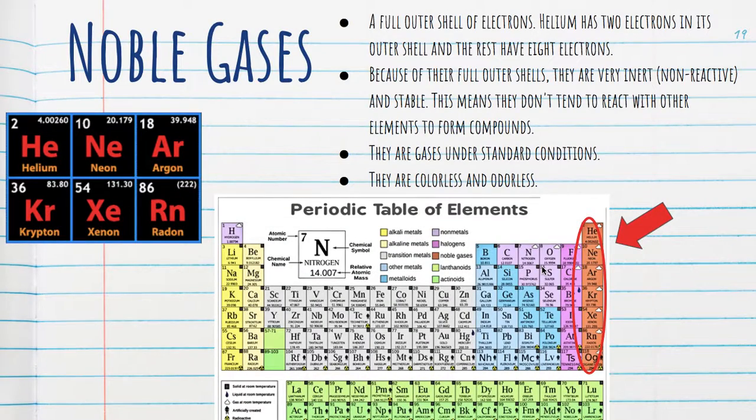And finally, noble gases are the last column. They have a full outer shell of electrons. Helium only has 2, but the rest have 8. Because of those full outer shells, they are very inert, and inert means non-reactive and stable. And this means they don't tend to react with other elements to form compounds. They are gases under standard conditions, and they are colorless and odorless.